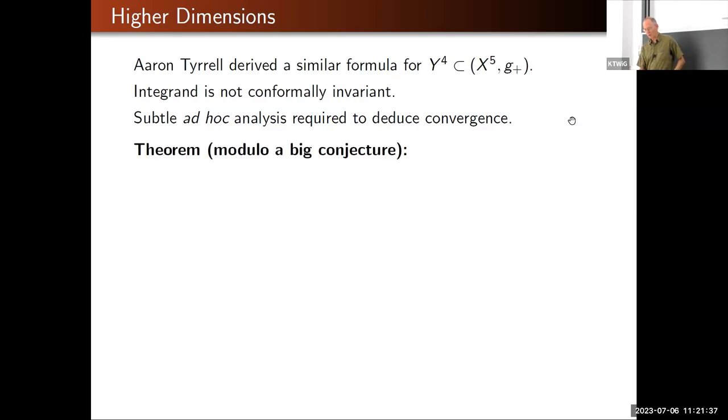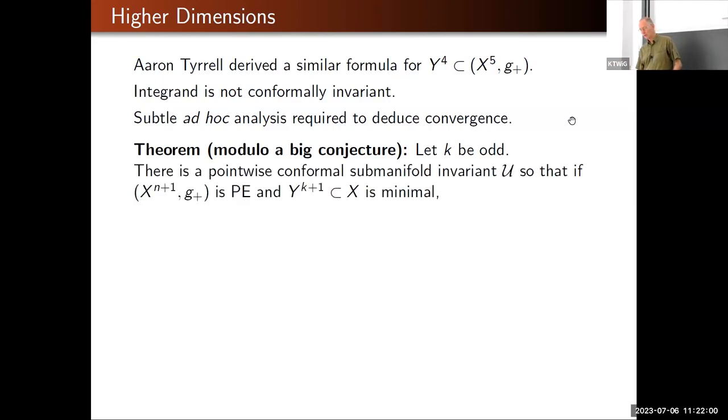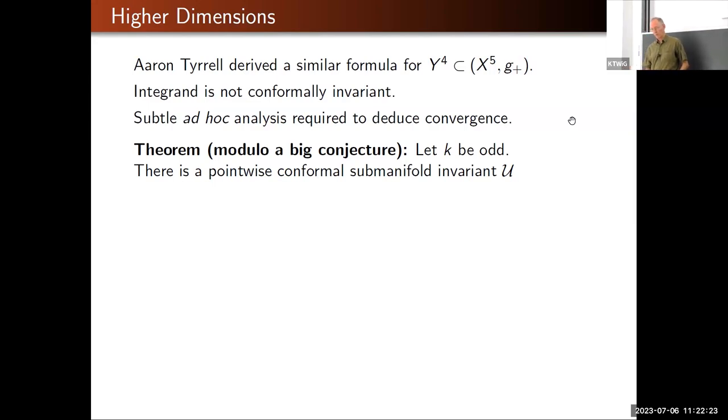So this is the main result that I want to discuss more today. It's a theorem modulo a conjecture, which I will explain. It's a substitute Gauss-Bonnet formula in higher dimensions. Suppose k is odd. Gauss-Bonnet theorems only work in even dimensions, so there's this higher dimensional Chern-Gauss-Bonnet formula, which this is a substitute for. Suppose k is odd, then there's a pointwise conformal submanifold invariant, which I'll call U. This is a higher dimensional version of the integrand in the Alexakis-Mazzeo formula. It's some linear combination of contractions of covariant derivatives of the second fundamental form and background curvature, like the Weyl tensor and the trace-free second fundamental form we had before.